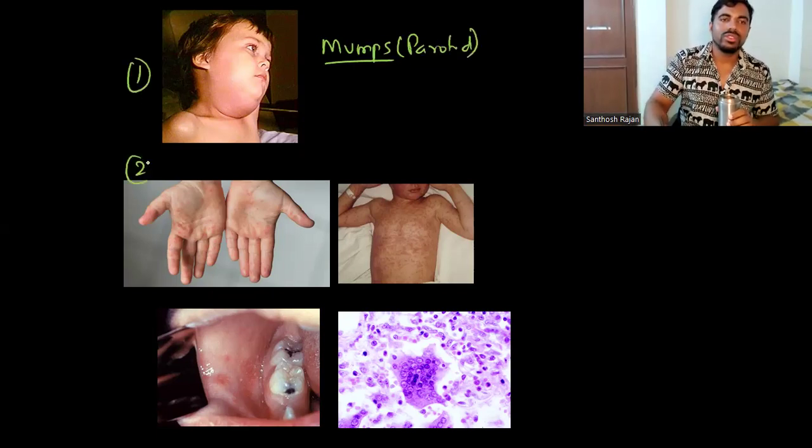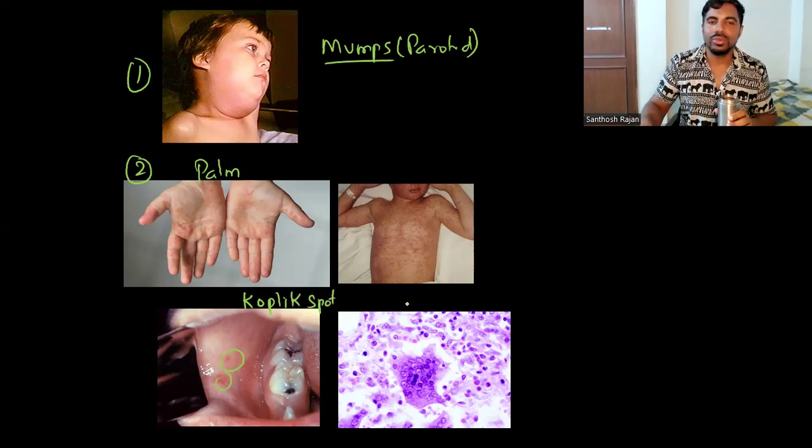Second one, you know, when you see the rashes in the palms and soles, and then your full body rash, that is one thing. And look at this spot. Look at this spot. You see what? This is a Koplik spot. Koplik spot. This is a Koplik spot. And from there, if you make a smear, if you see this one, Warthin-Finkeldey cell.